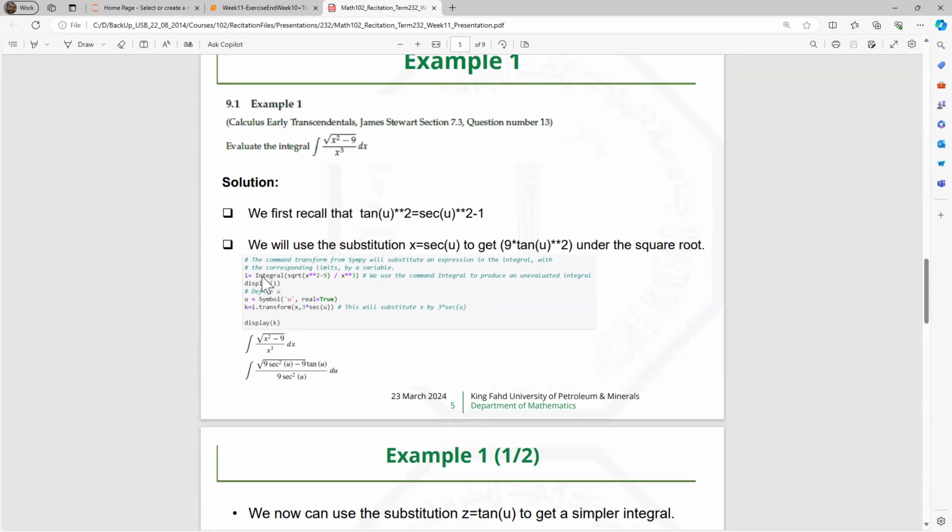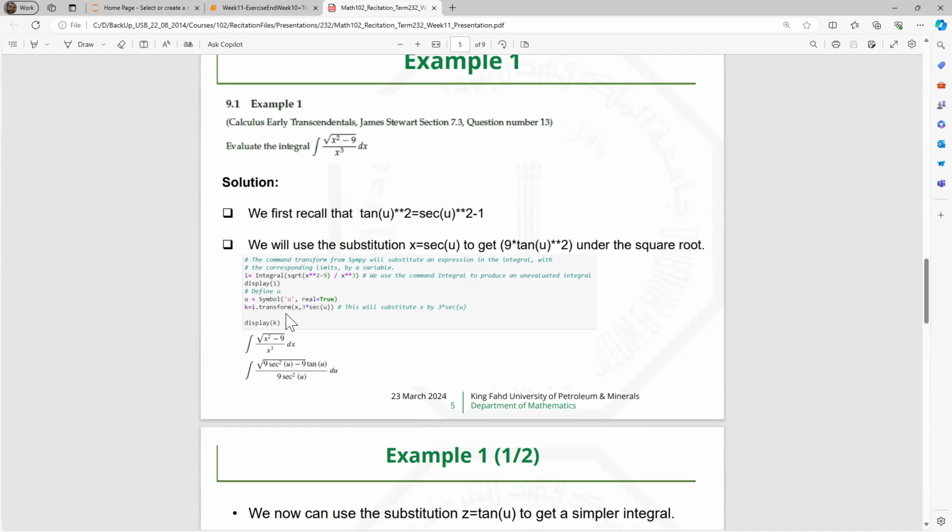So we'll start first of all by defining our integral as I. Keep track of the names used here. Our integral is the integral of the square root of x squared minus 9 over x cubed. We'll produce an unevaluated integral. We'll display I, and this is what is displayed, thus I. And we'll define u as a new symbol using the symbols command from SymPy, which is real. And we'll transform our integral using I.transform.